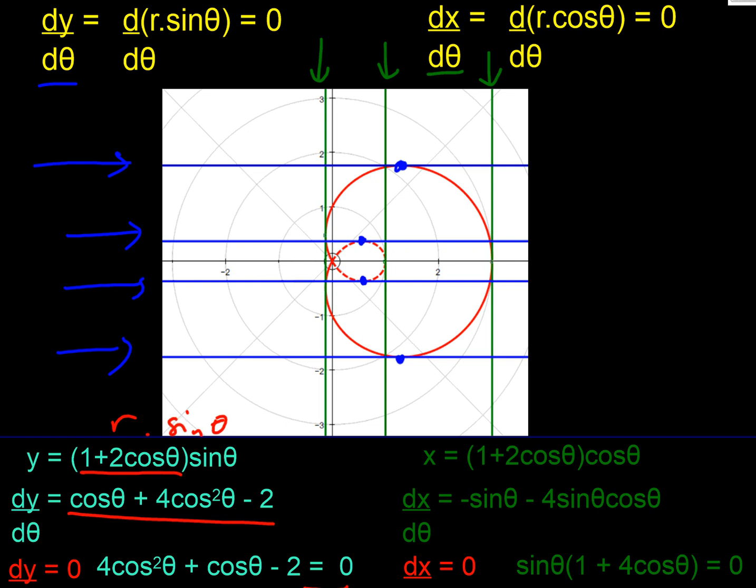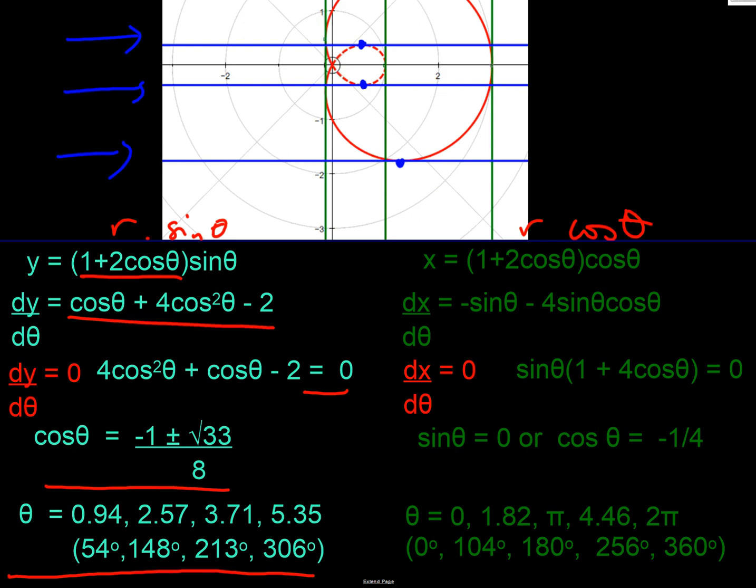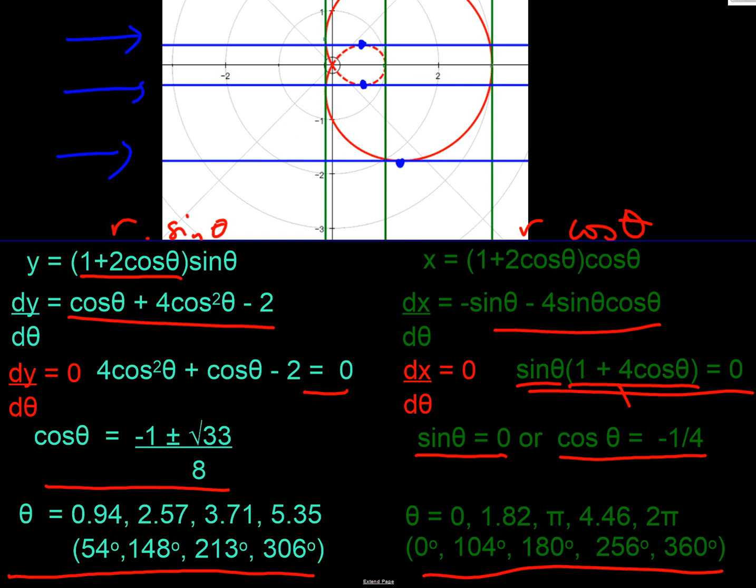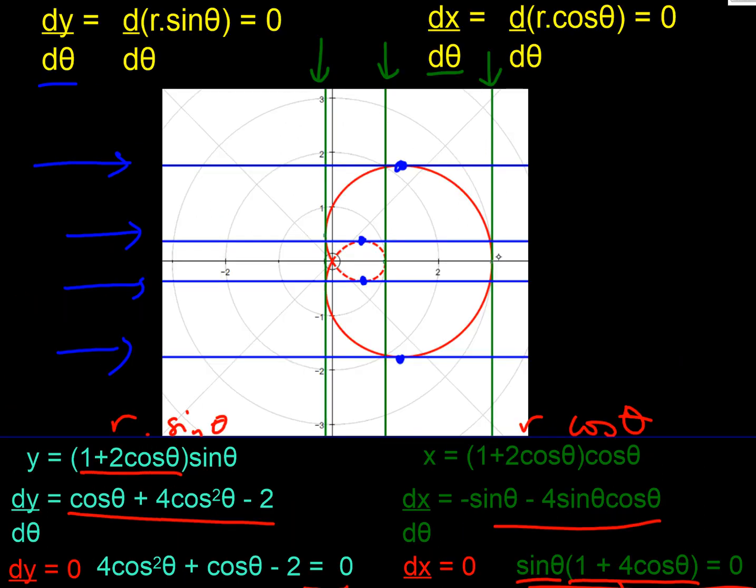Okay, and if I want the verticals, again I do x equals r cos theta. Then I differentiate that expression. There we go. Set it to 0, and I've factorized it here, and I find that I've got two sets of solutions: sine theta equals 0, or the bracket equals 0, which is cos theta equals minus a quarter. And that gives me 5 solutions I've picked out here, a couple of them repeated. So let's do that in green.